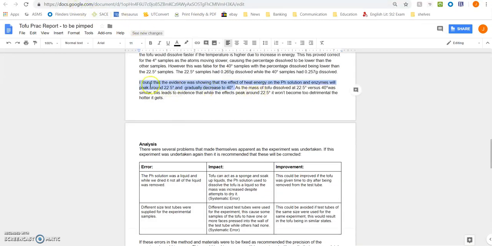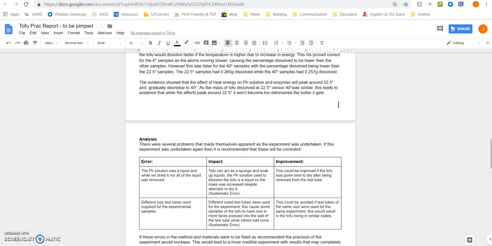So let's read that again. "I found that the evidence was showing that the effect of heat energy on the pH solution and enzymes will peak around 22.5 and blah, blah, blah." We don't need all those "the"s. I know you often need to put a "the" in front of a noun, but you don't need to all the time. Okay, so let's see what we can do if we remove a couple of those "the"s and we get rid of the personal pronoun.